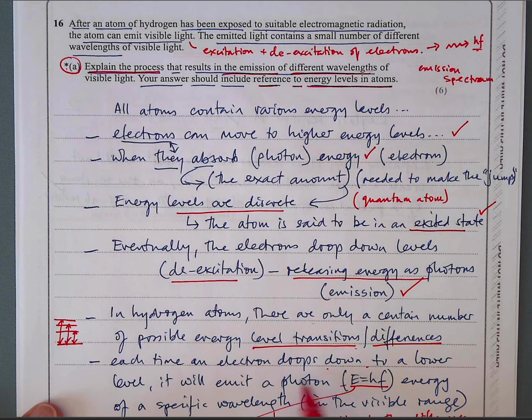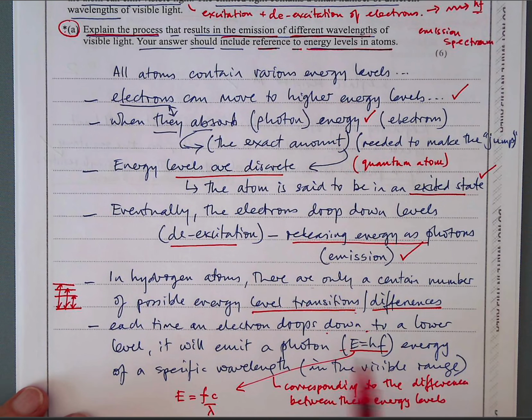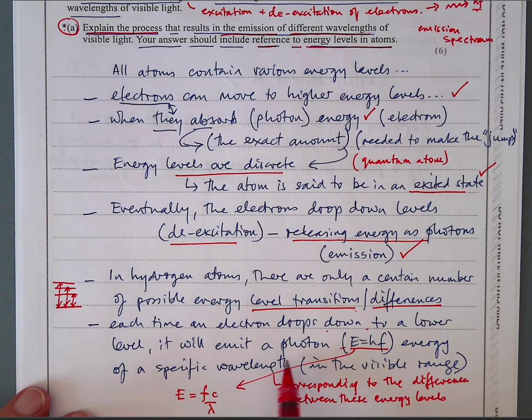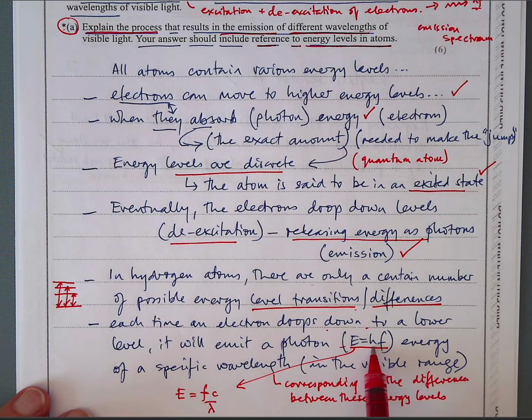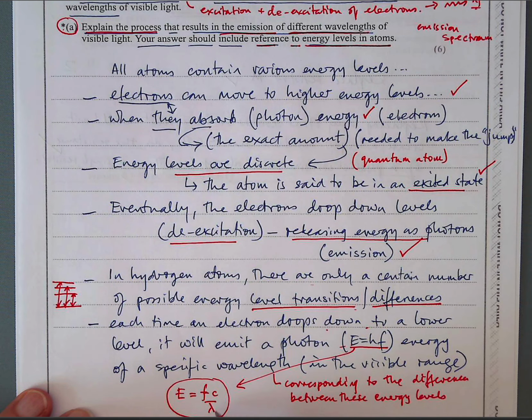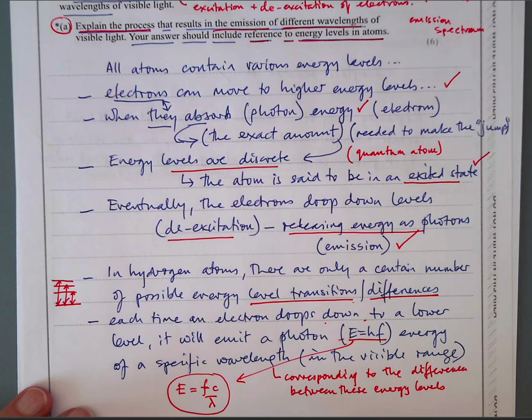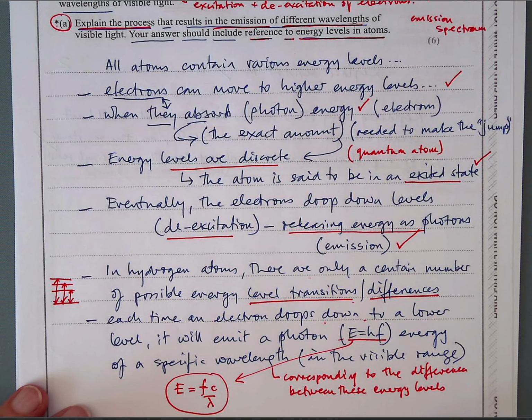Each time an electron drops to a lower level, it will emit a specific photon, E equals hf. So a specific frequency. Energy of a specific wavelength in the visible range, because the frequency can be replaced by c over lambda. So you can see how that corresponds to a difference between these energy levels.